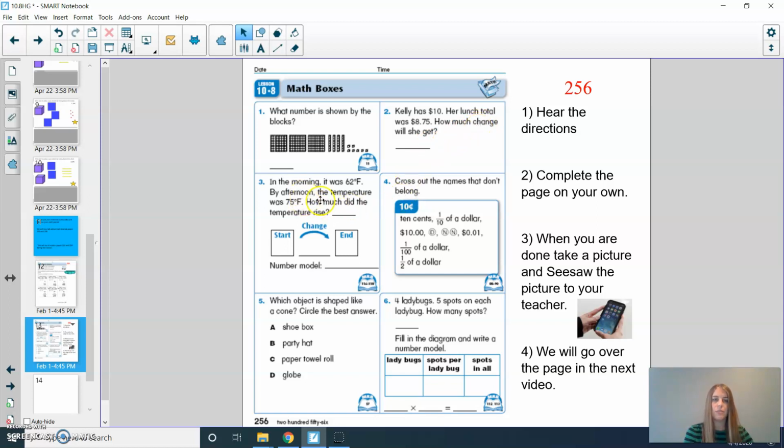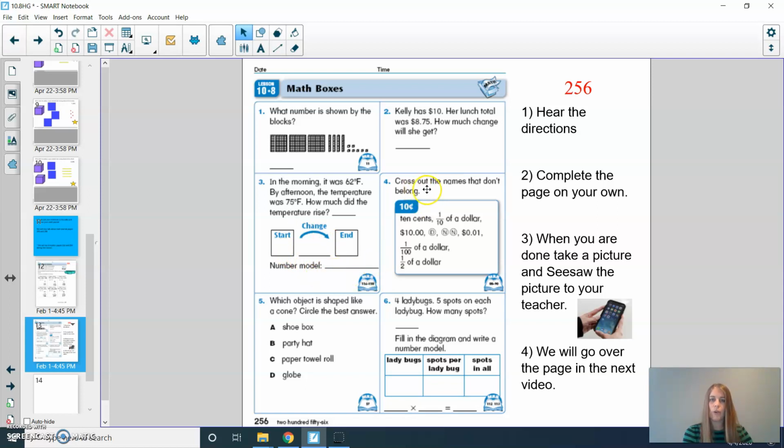Question number 3, in the morning it was 62 degrees Fahrenheit. By the afternoon, the temperature was 75 degrees Fahrenheit. How much did the temperature rise? Filling in your start, change, end diagram, and also giving me a number model.